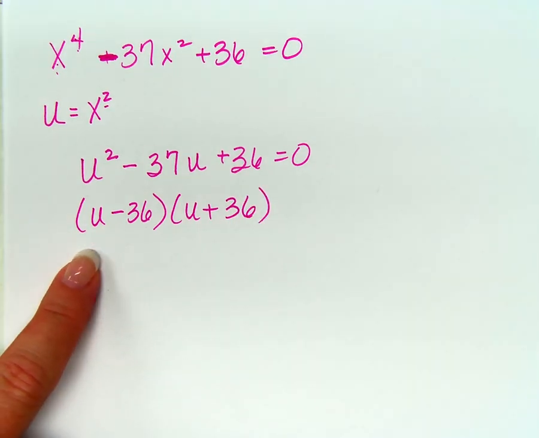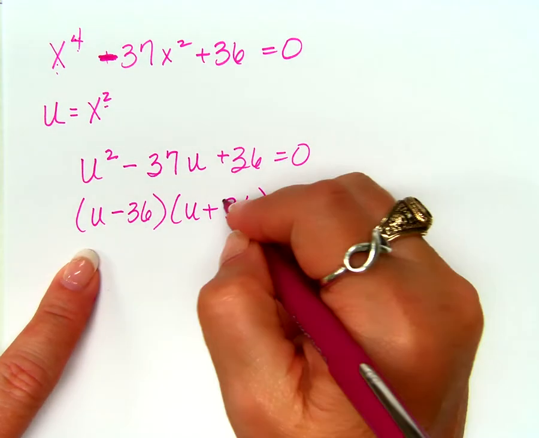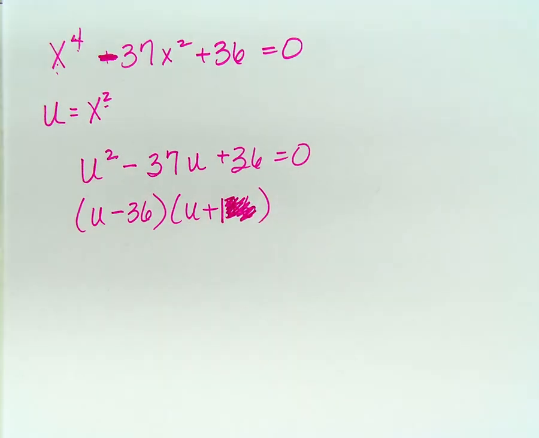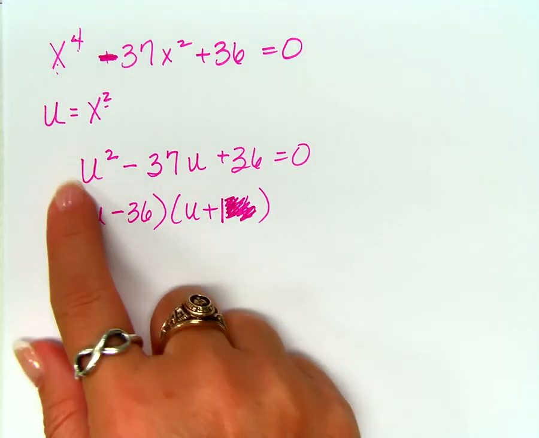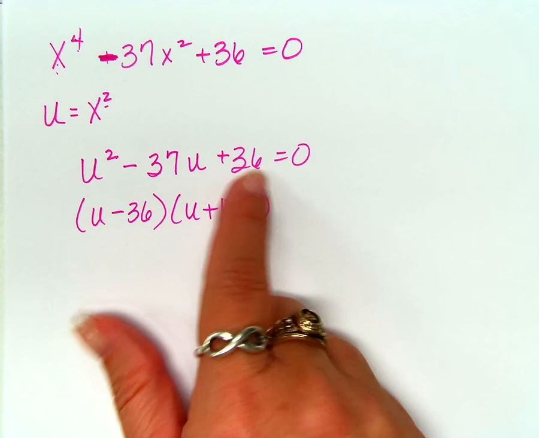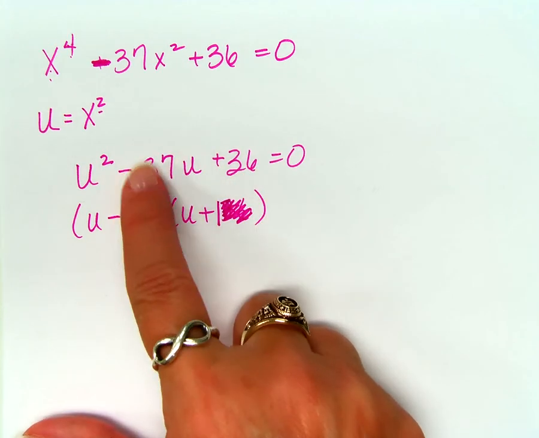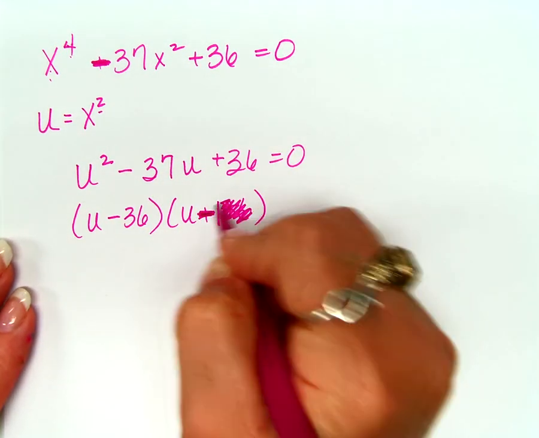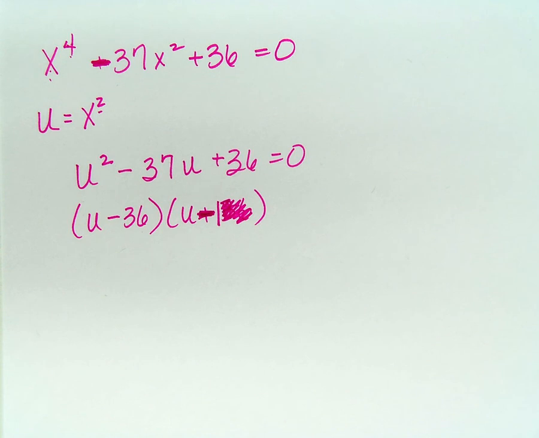Except I wrote the wrong number. Can I fix it? How about 1? u minus 36 and u plus 1? Because this leading coefficient is 1, so what multiplies to be 36 and adds to be negative 37? Jiminy Christmas. Sorry. u minus 36 and u minus 1, right?